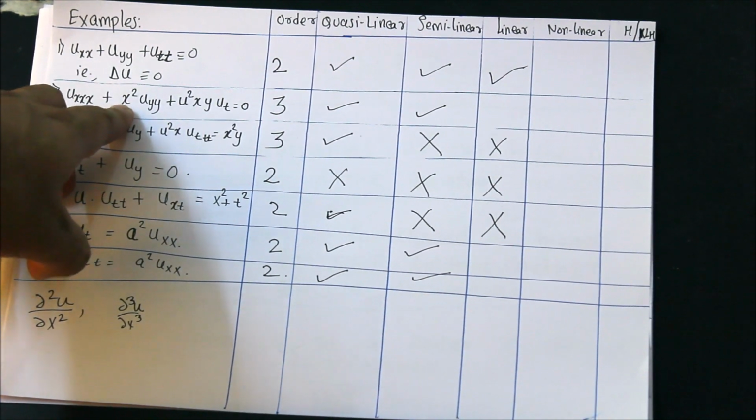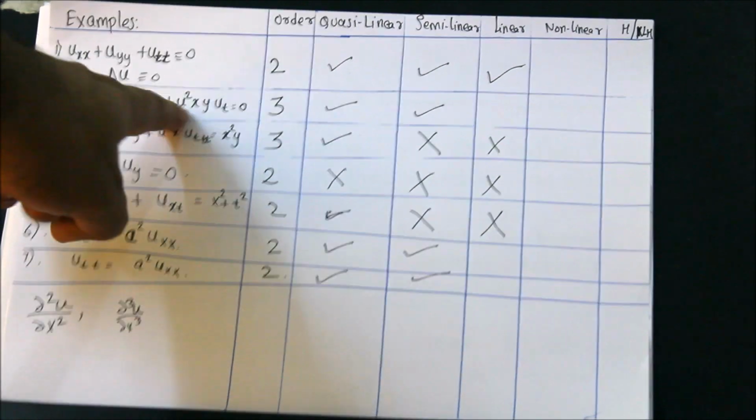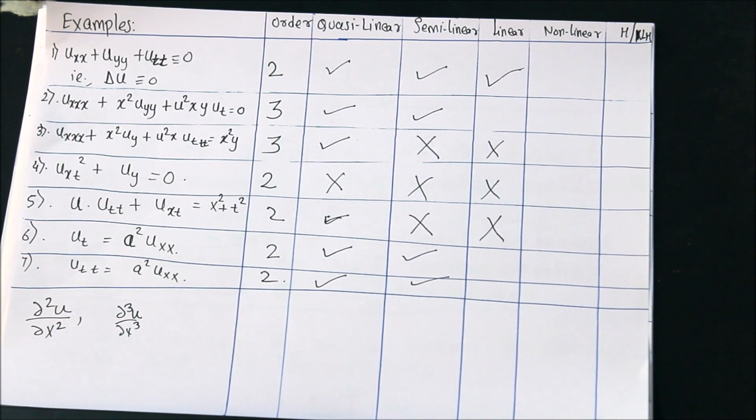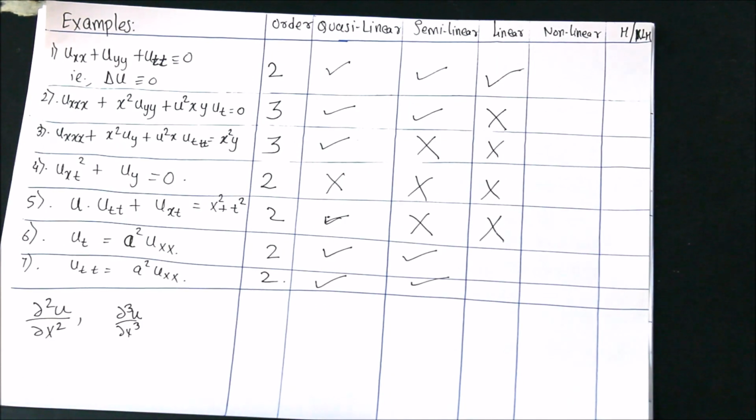No, dependent, it's an independent variable. Degree is 1. Oh, but u is my dependent variable and its degree is not 1. Therefore, it's not a linear PDE. Okay, let's go for the 6th and 7th.